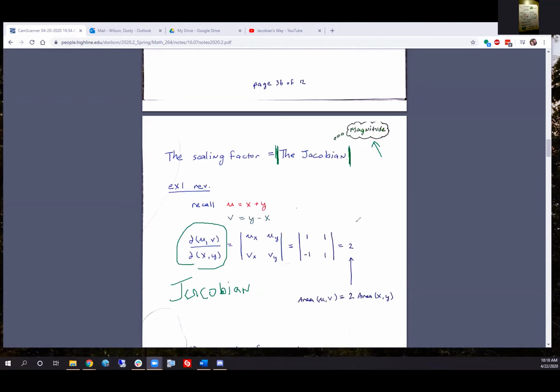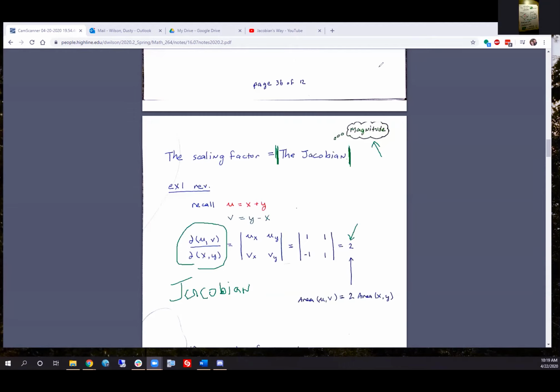You'll notice that in the example that we're looking at here, the Jacobian is positive, and so the absolute value didn't make a difference. But if you happen to have swapped your u's and v's, you'd come out with a -2 here, and the absolute value would kind of undo that negation. So again, the scaling factor is not quite the Jacobian, it's actually the absolute value or the magnitude of the Jacobian. And it's just something to remember if it comes up in a question. Ready to do another example?